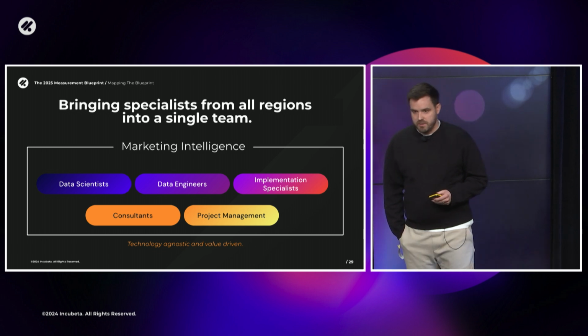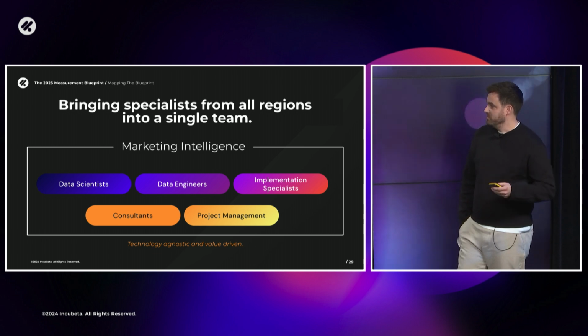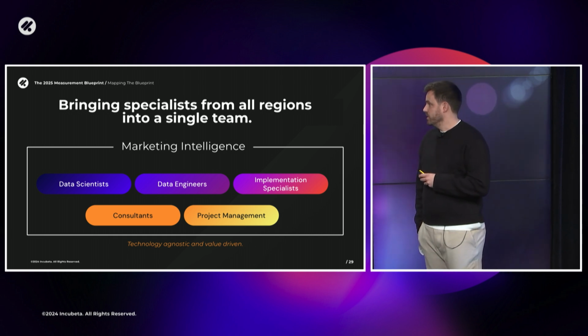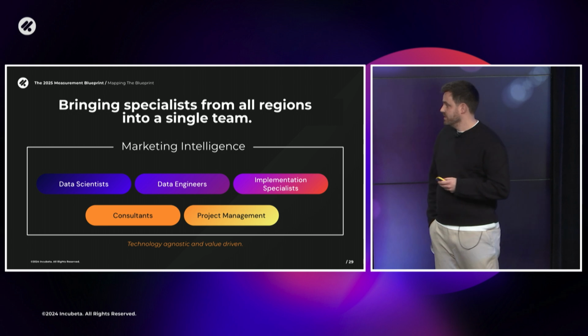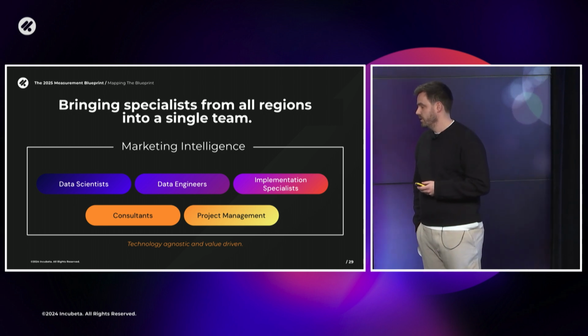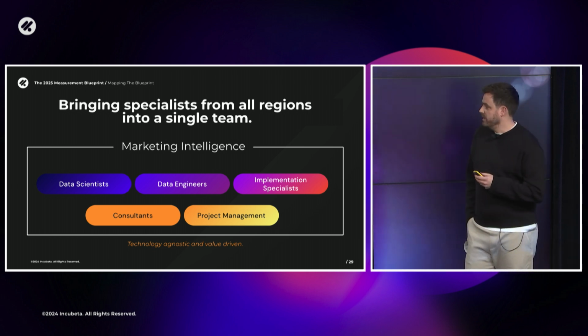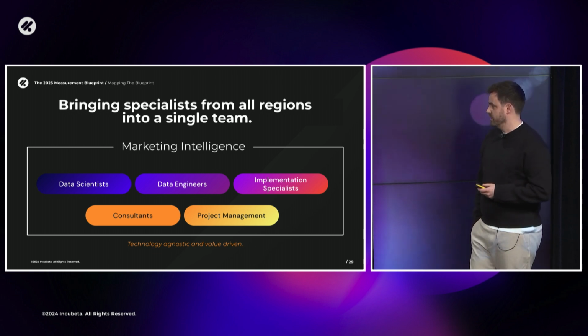And one thing that we've had to do in recent months is address the way that our team at Incubeta are structured. And in line with practicing what we preach, we've got to structure our teams differently. So we've brought together colleagues from across our EMEA region, which gives us access to data scientists, engineers, implementation specialists, consultants, and project management. And each of those individuals within those teams can work collaboratively across markets, giving us greater agility and bringing specialists with specific technical experience into the room at the right time.